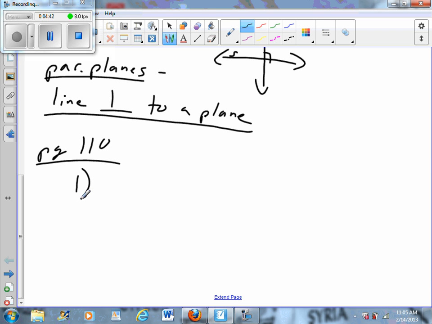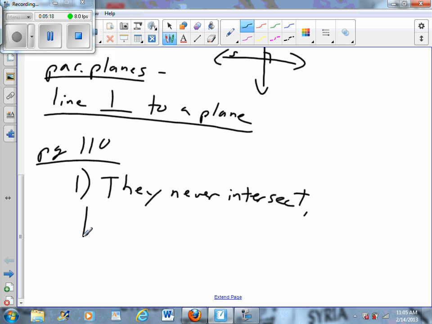Skew lines, they don't intersect the plane. And then parallel lines, they don't intersect. So how are they alike? How are skew lines and parallel lines alike? They never intersect. Yeah, you're on the right track there. All right? They never intersect. How are they different? Yes, John. Coplanar and non-coplanar. That's correct. Parallel lines are coplanar.